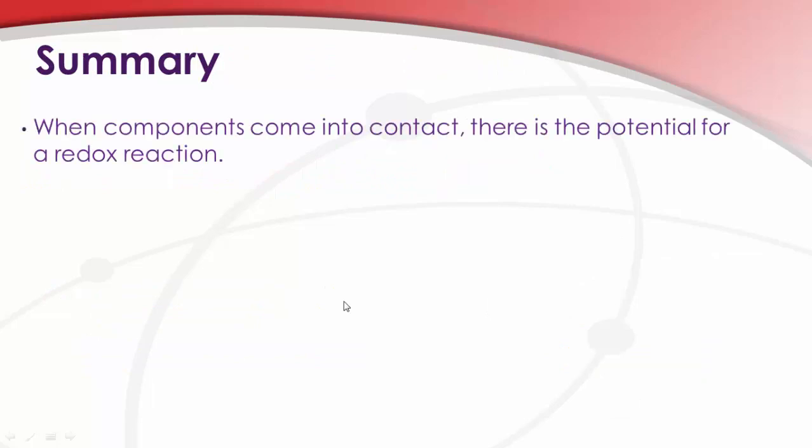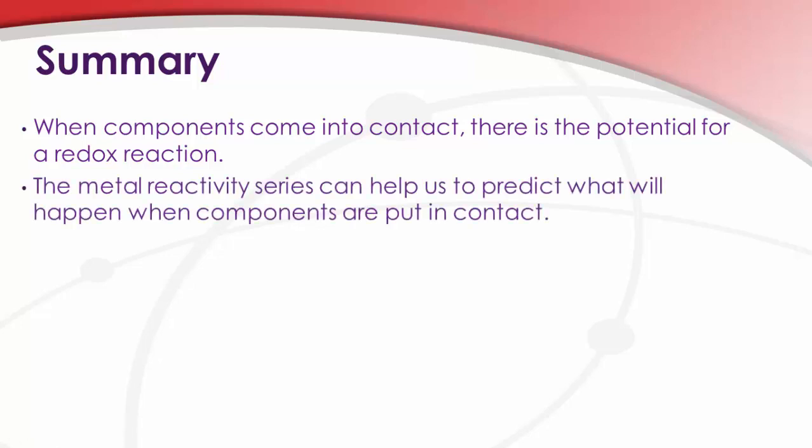To sum up, if we have components coming into contact, there's a possibility that we'll see a redox reaction. One of the tools we use to help predict what's going to occur is the metal reactivity series. This will help us to determine if a reaction occurs and what that reaction will be.